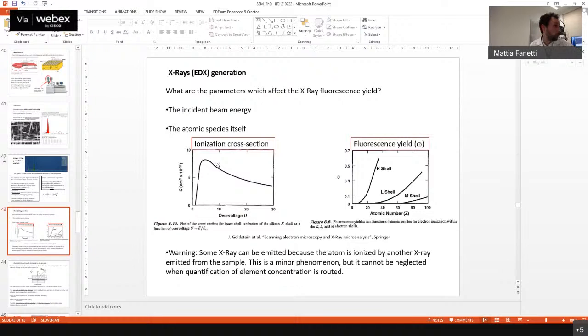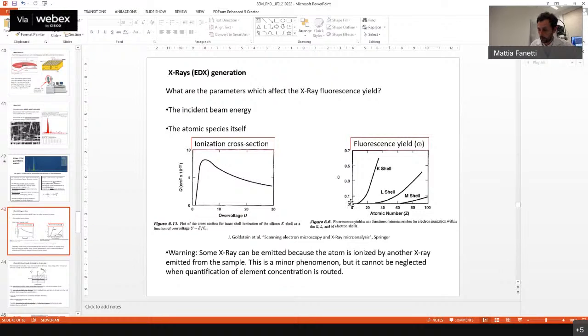So if you are looking at iron, which has a line at 6 keV, stay at least at 15. Otherwise, you have ionization even at lower than 15, but it will not be very effective. Second, what is the probability that an ionized atom decays emitting an X-ray?